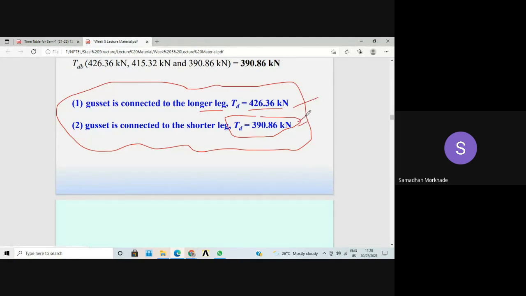Okay, see, if you are saving a small quantity of steel material, how are you going to achieve economy in the design? It is a steel structure. For 390 and 426, if you are saving 2 to 3 kg of steel for one single section, then in one truss there are n number of angles, and in one industrial building there are n number of trusses.